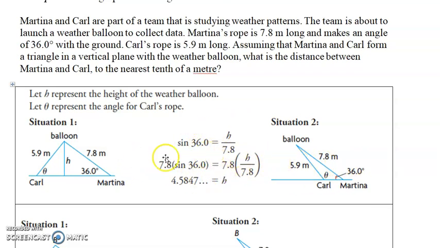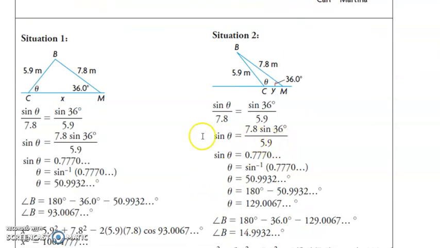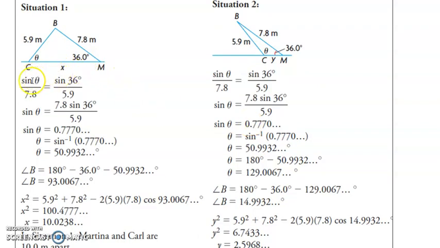So if we had a right angle triangle, right? I calculated the height using Martina's information, and I got a height of approximately 4.6 meters. So I'm going to calculate this using both the acute triangle and the obtuse triangle. And when you calculate this, you'll see the information. They both give us 50.99. But obviously theta can't be 50.99. Doesn't make sense, right?